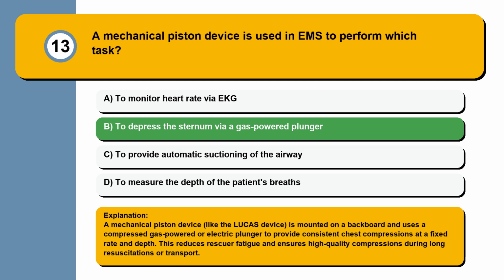A mechanical piston device, like the Lucas device, is mounted on a backboard and uses a compressed gas-powered or electric plunger to provide consistent chest compressions at a fixed rate and depth. This reduces rescuer fatigue and ensures high-quality compressions during long resuscitations or transport.